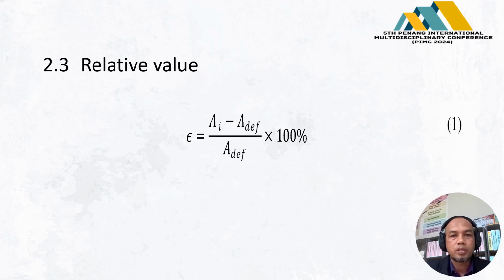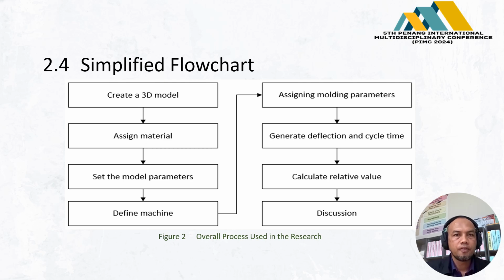Selecting the lowest melt temperature as the baseline is justified by expecting it to yield the minimum deflection and cycle time values. Finally, a simplified depiction of the process for achieving the objective of the study is illustrated in Figure 2, starting with creating a 3D model and ending with the discussion process.